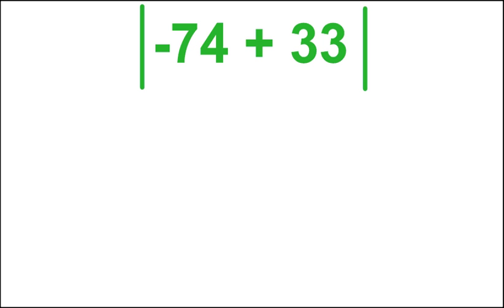So just go over a couple things before your test. When you see a problem like this with the absolute value, what we're going to do to start with is we ignore the absolute value temporarily. So what's inside the absolute value? We got negative 74 plus 33. Signs are different. When the signs are different, what do we do? Subtract.